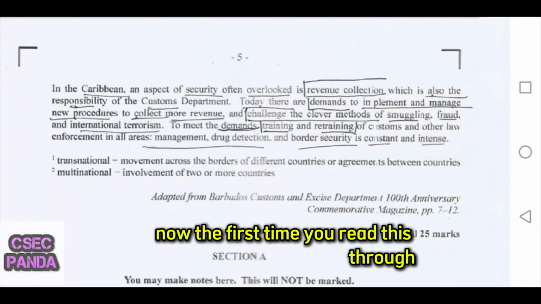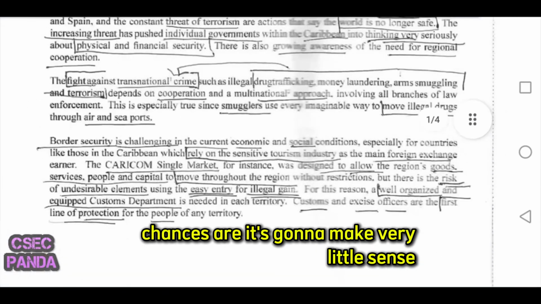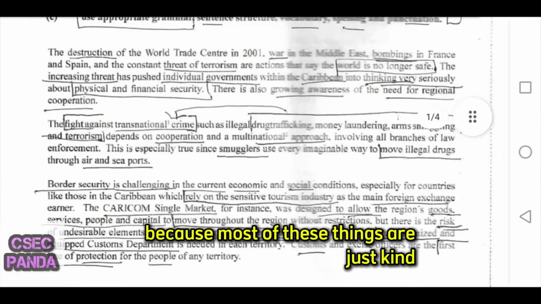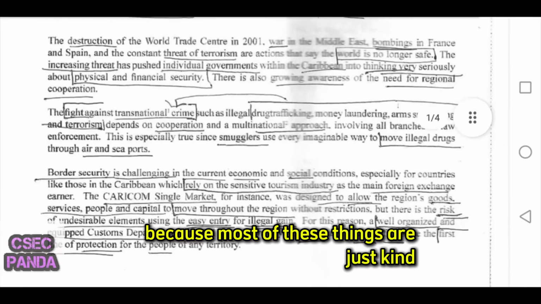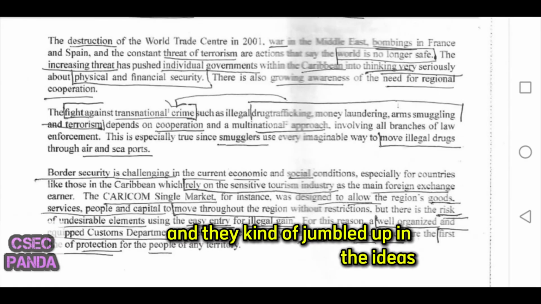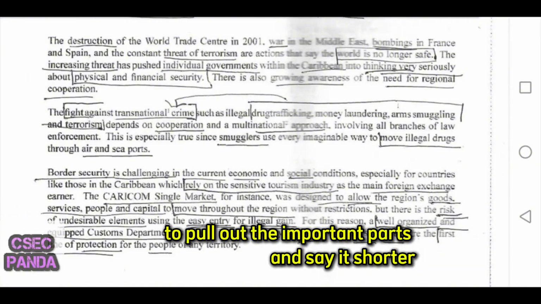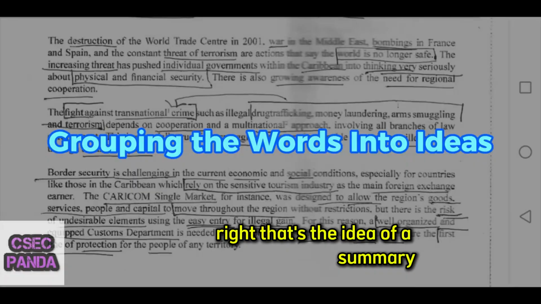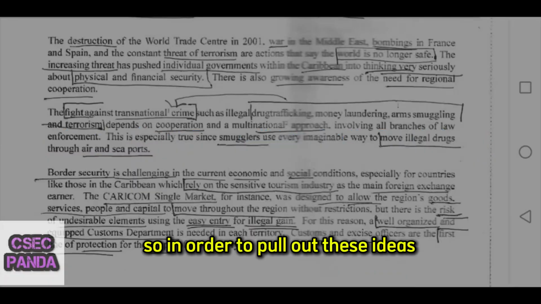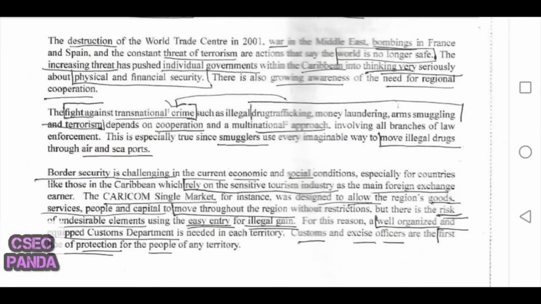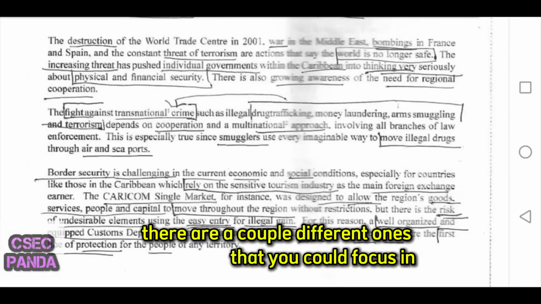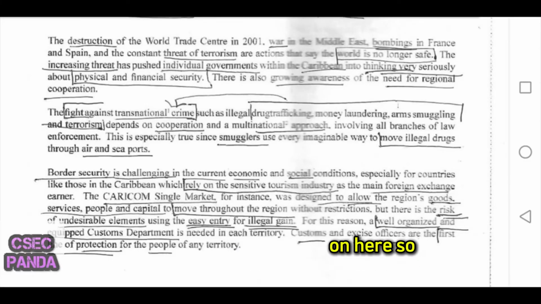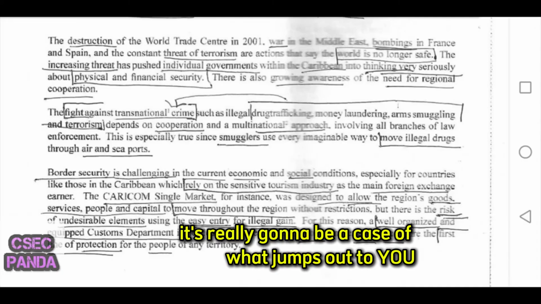Now, the first time you read this through, chances are it's going to make very little sense, because most of these things are full of fluff, and the ideas are kind of jumbled up. That's what you're here to do, to pull out the important parts and say it short, alright? That's the idea of a summary. So in order to pull out these ideas, there are a couple of different ones that you could focus on here, so it's really going to be a case of what jumps out to you.